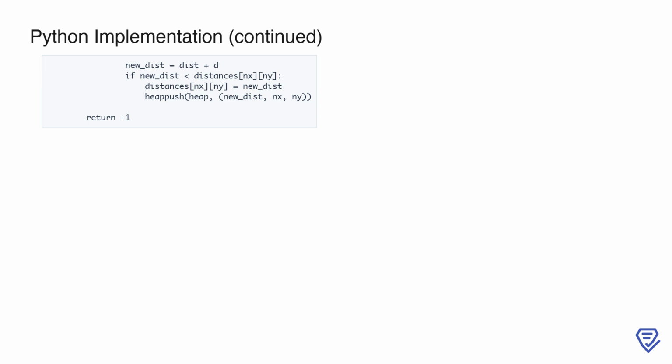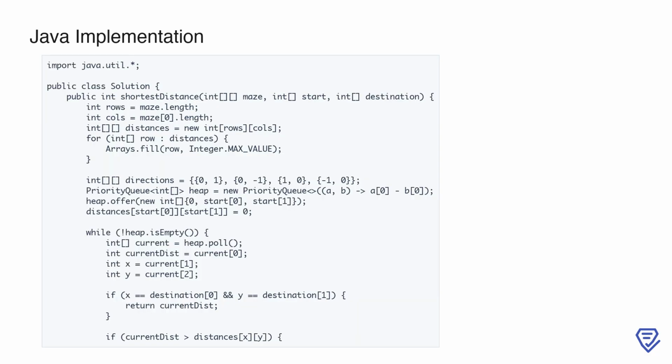This implementation ensures that we efficiently find the shortest path in the maze using a combination of Dijkstra's algorithm and a priority queue. Here, we start by defining the structure of our solution. First, we import the necessary libraries, including java.util.* for data structures like priority queue. The shortestDistance method takes the maze grid, a starting point, and a destination point as inputs.